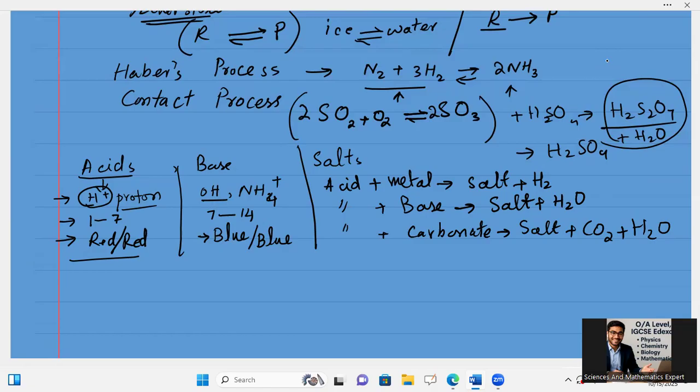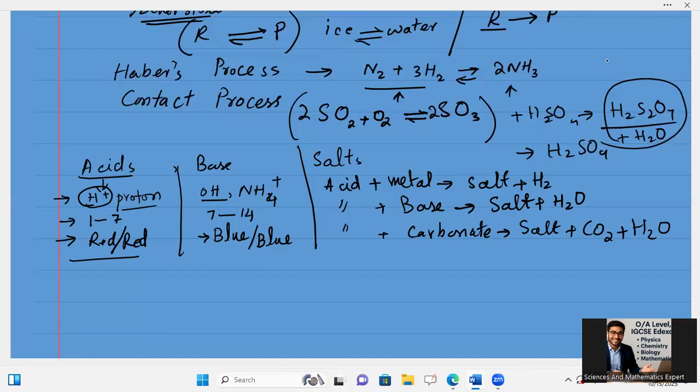Remember the solubility rules for salts. Sodium, potassium, and ammonium salts are soluble, and nitrates are soluble. Chlorides are soluble, except lead and silver chloride, which make a precipitate. Sulfates are soluble except barium, calcium, and lead. Carbonates are insoluble, and hydroxides are insoluble.